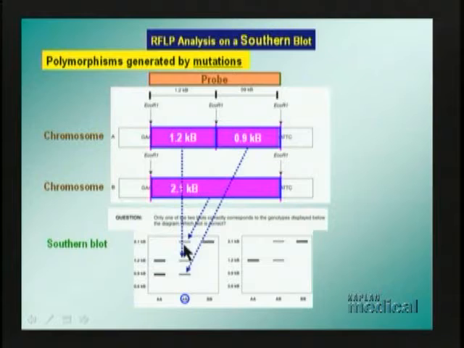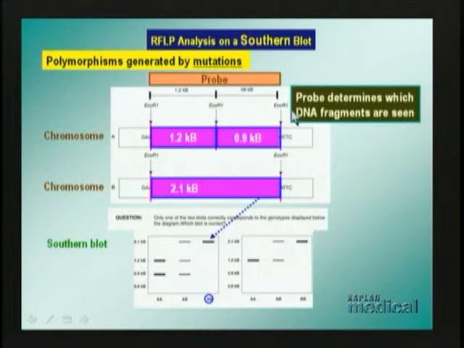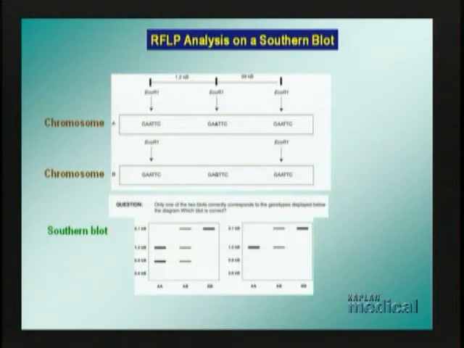Now lastly, what would happen if someone has a BB genotype? In that case there, this person would have two chromosomes, each one generating the 2.1 kb fragment, and there it is right there, two overlapping bands at 2.1 kb in size. So again, I want to emphasize, notice how the probe determines which DNA fragments are seen. Now, what I would like to do again is carry it one step further and ask yet another question.